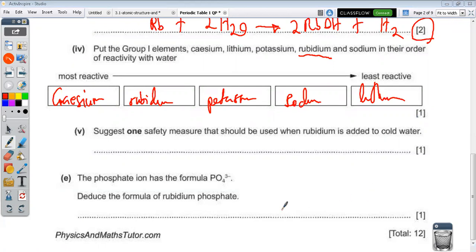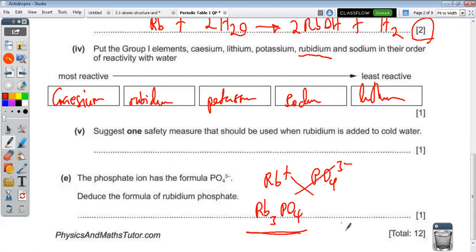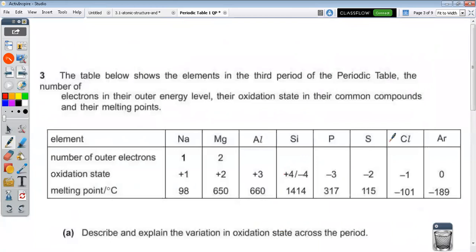Now look at this. This is nice. Group 1 plus, then the phosphate 3 negative. Do the crossing. So you need how many rubidiums? 3 of them, and 1 what? Phosphate. I just did a crossing. Clear? See why it's important to know the table that I gave you?